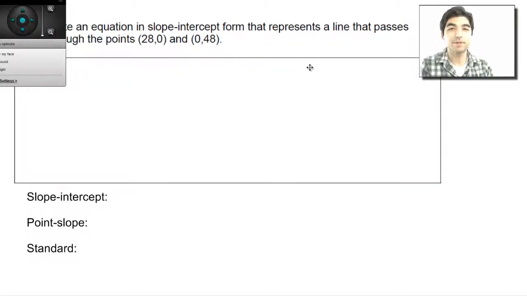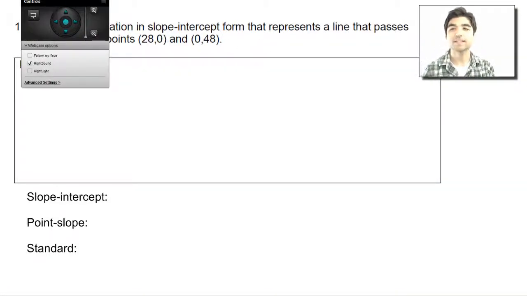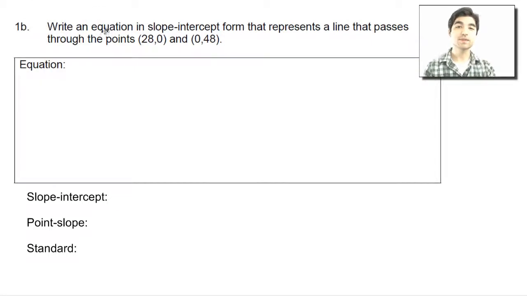Okay, we're on problem 1B of the practice test. On this one, this is probably the most difficult problem on this test because you have to take 2 points and then use those 2 points in order to make, if you look on here, slope-intercept form. Let me show you what slope-intercept form is, if you forgot. Once you see it, you'll probably jog your memory.